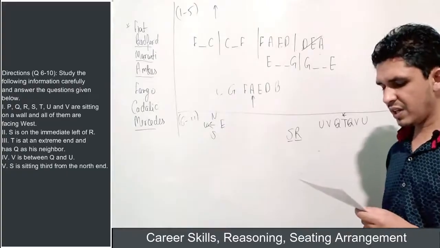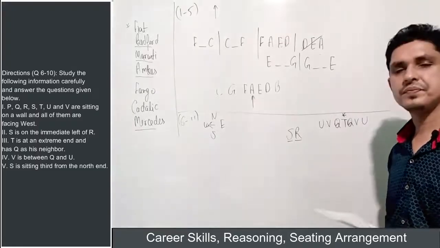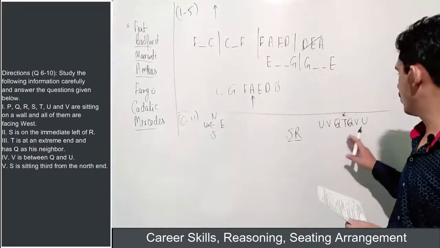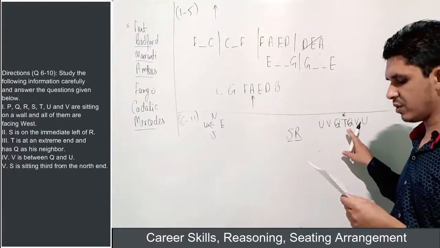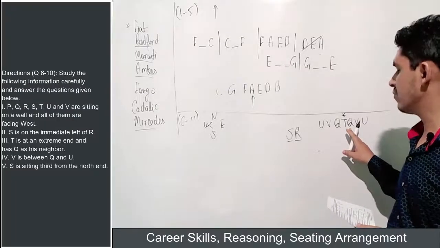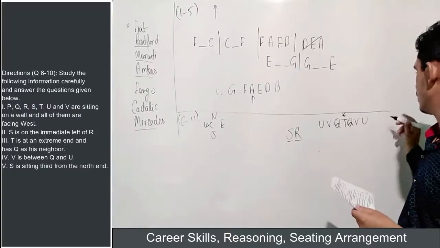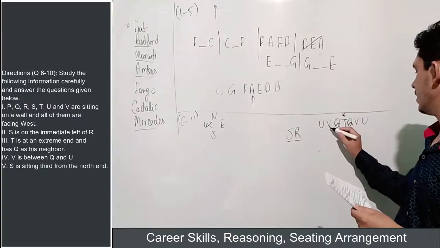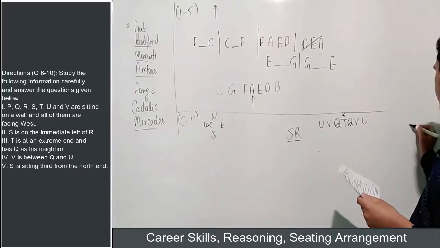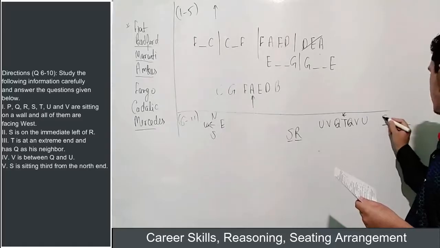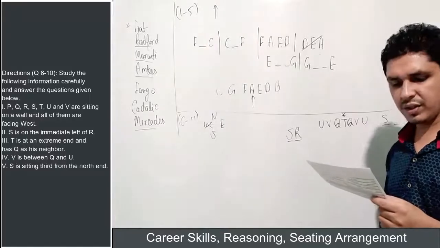Thereafter S is sitting third from the north end, right? So north end will be this, and S is sitting third from the north end. So if we take S here: first, second, third. Okay, so S is sitting third from the north end, right?